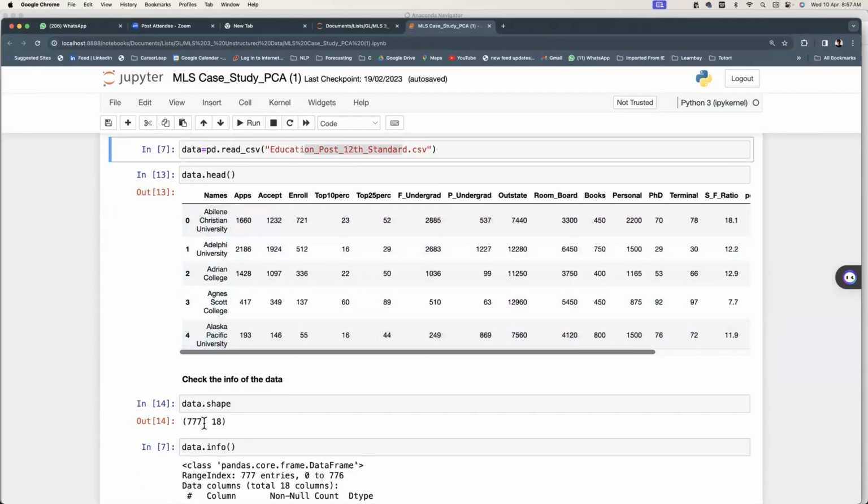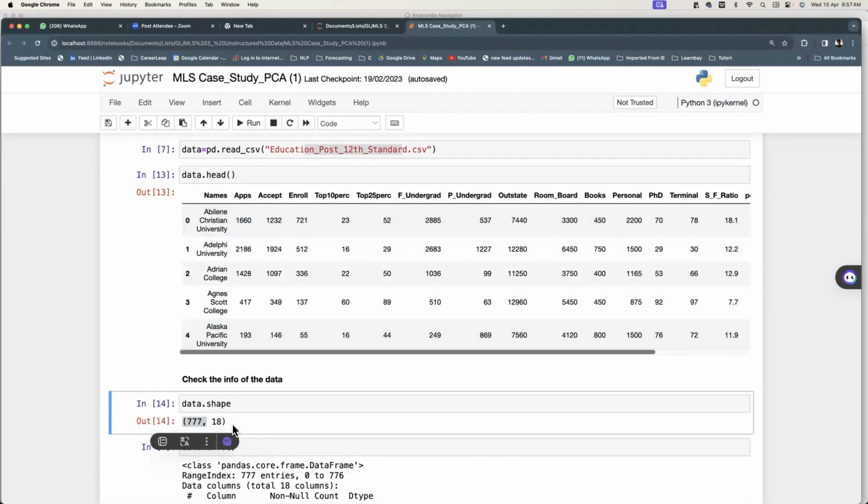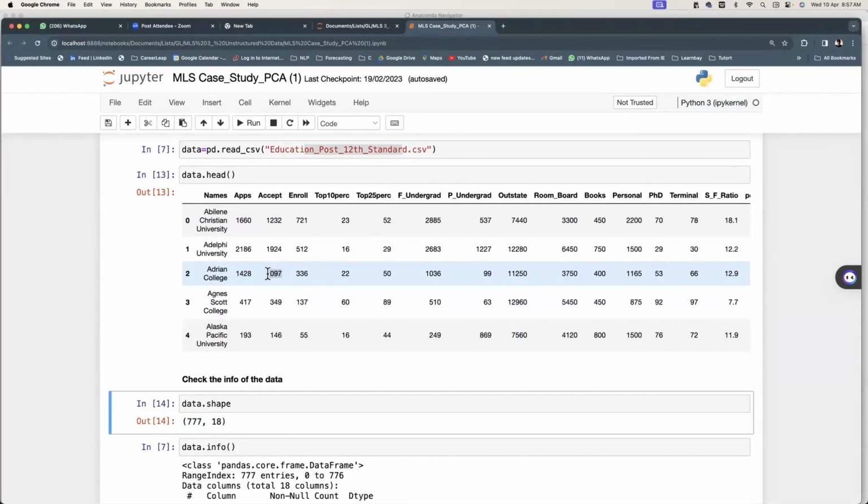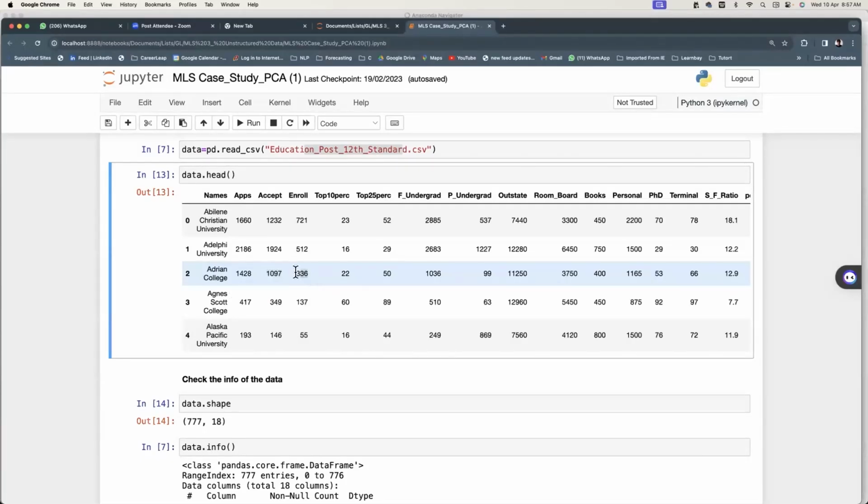Let's look at the number of data points, 777. Total 777 universities are there, because for every university, you have only one record, which represents the total number of applications received that year. Out of the applications received, how many did the university accept? Out of the accepted, how many did the university enroll? How many students finally enroll, and so on.